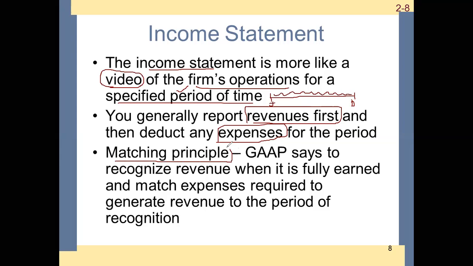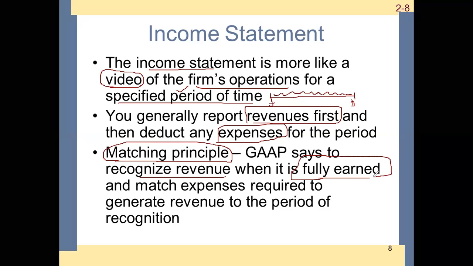While making the income statement, it is important to understand the matching principle. According to generally accepted accounting principles, you recognize revenue when it is fully earned, and match the expenses required to generate that revenue to the period of recognition. In simple words, you subtract expenses from the revenue to get a profit or loss. For example, you have revenue, and then you have many expenses; you subtract all those expenses from the revenue, and you get the profit.